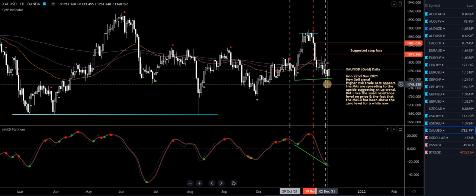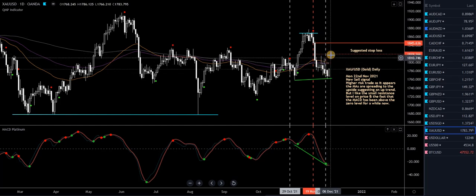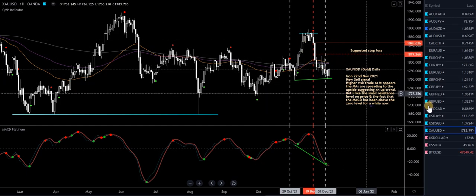But if I get a buy signal here, I'm going to leave the sell on. I'll take a buy and go up to the upside. It's not a bad pair to trade.